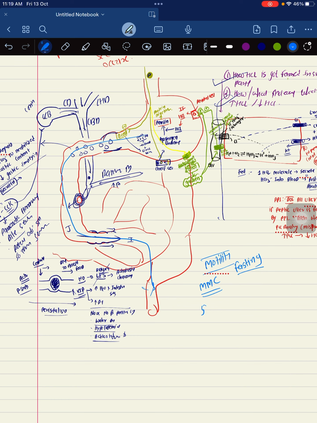It occurs about every 90 minutes. Motilin is also stimulated by the macrolides, such as erythromycin.